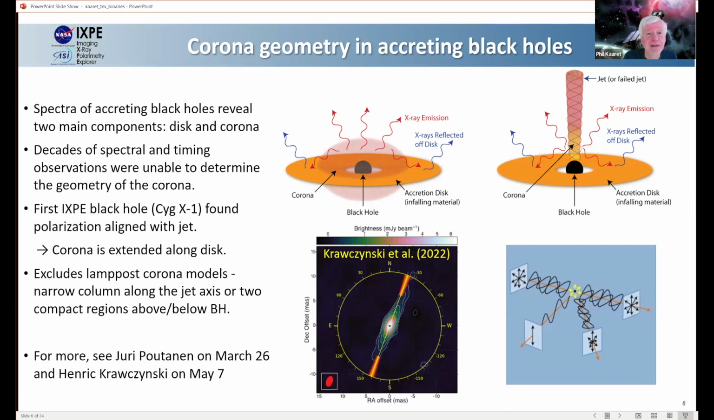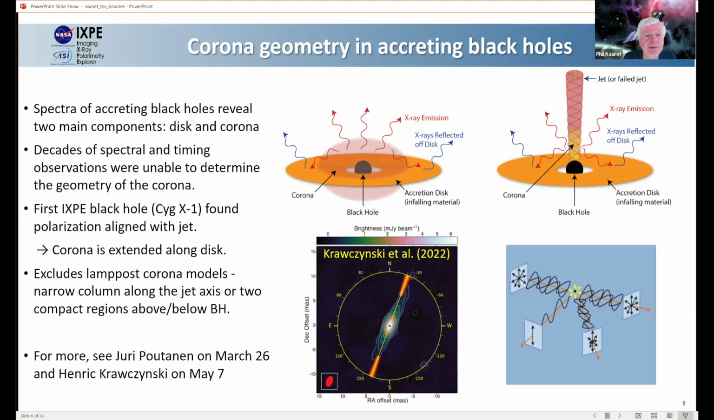And so the X-ray spectra of stellar mass black holes reveal two main components: a disk component, which is a thermal thing, and then a corona, which is a power law or a Comptonization component. And these have been known for decades, literally since the 70s. But decades of spectral and timing observations have been unable to determine the geometry of the corona.